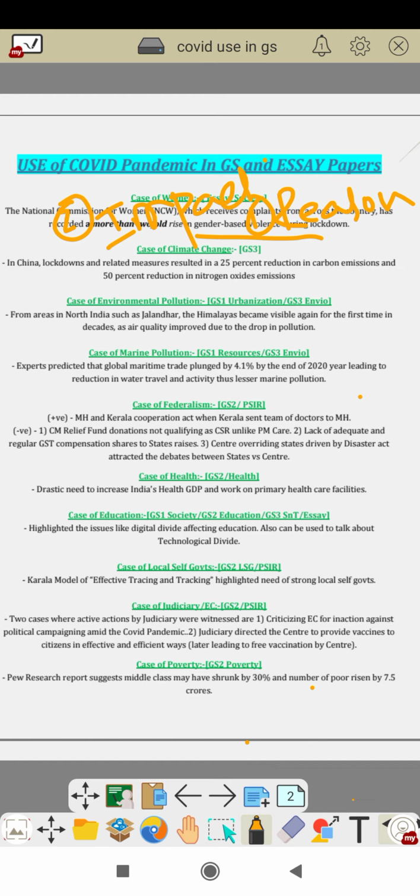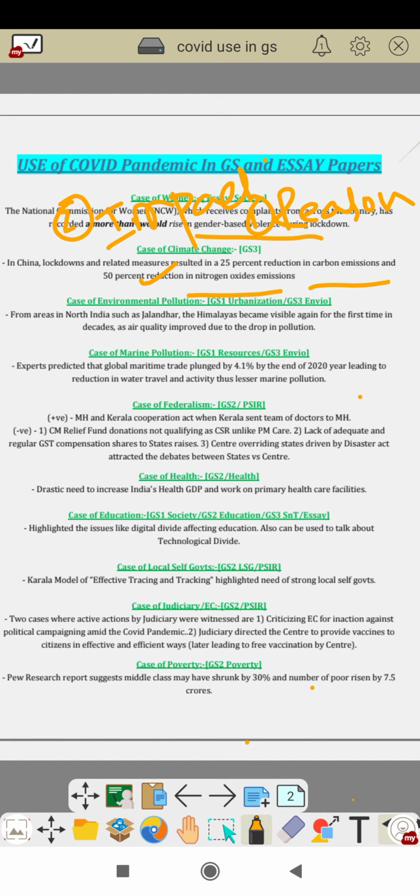Second comes climate change. So this fact that in China lockdown related measures have resulted in a reduction in CO2 and nitrogen oxide emissions can be used to mention the impact of transport on climate change.